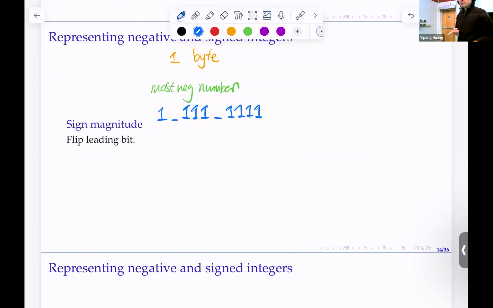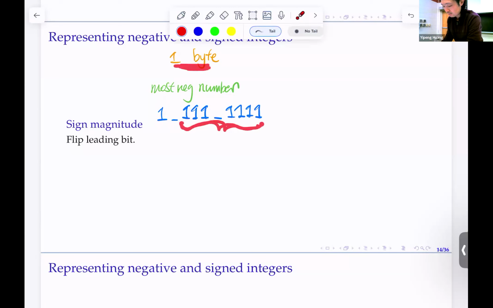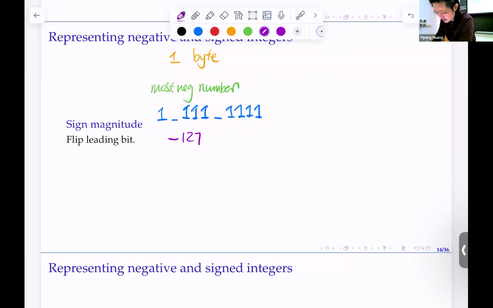Yeah, so the most negative number that we've got here: the first bit indicates it's a negative number, and then the remaining 7 bits. Why 7 bits? Because I'm considering what you can do with a single byte. 1 byte is 8 bits. So the remaining 7 bits, I call them all ones. This is the most negative number we can represent in this representation, and it corresponds to minus 127.